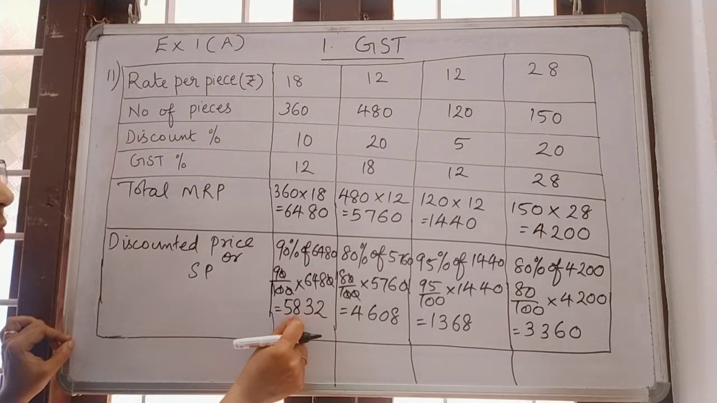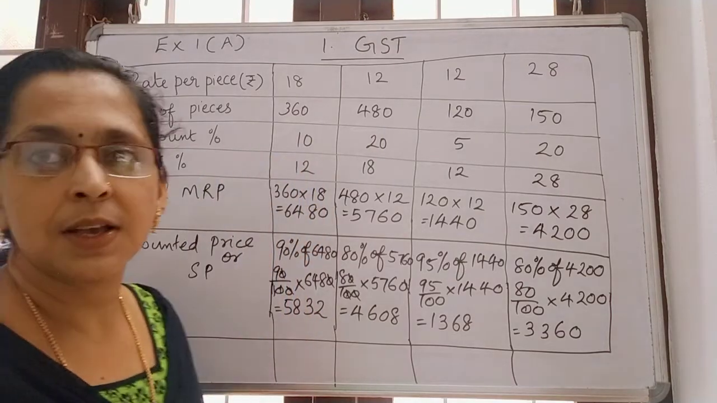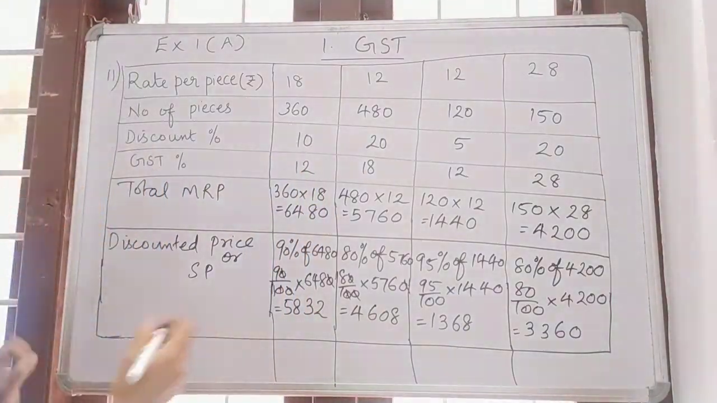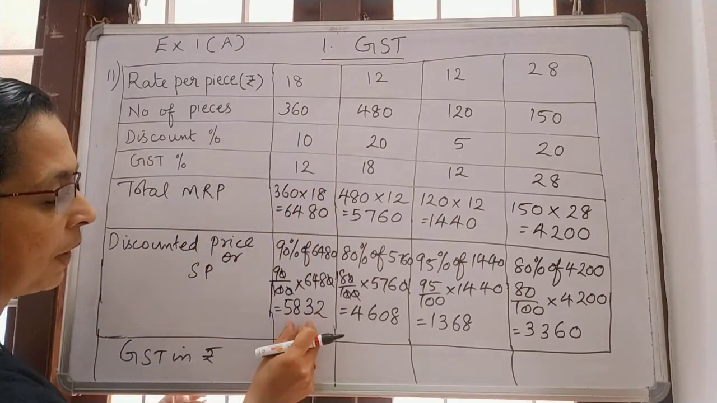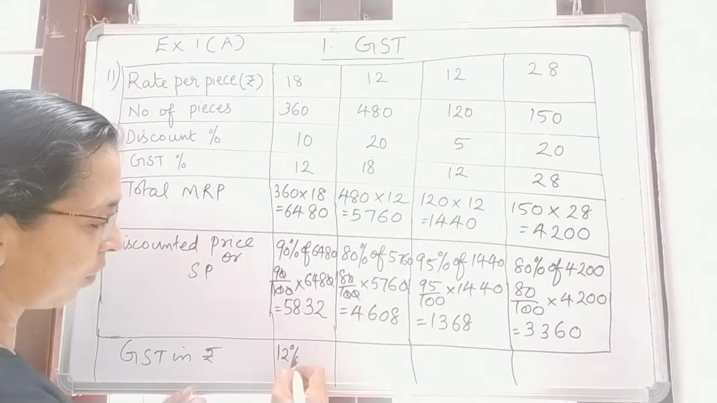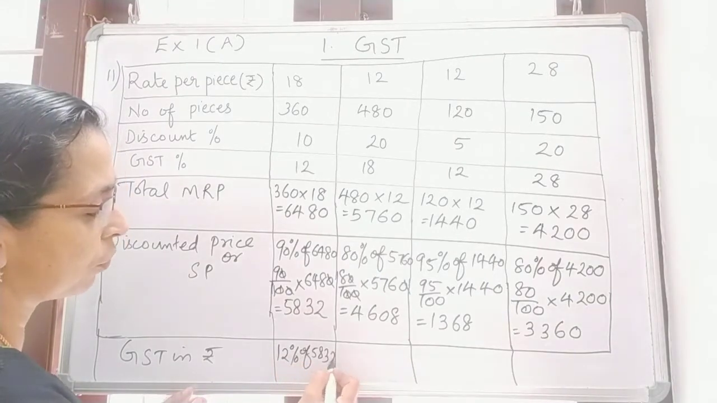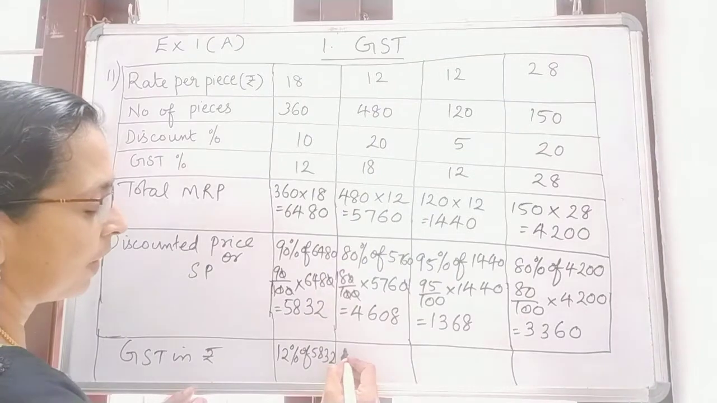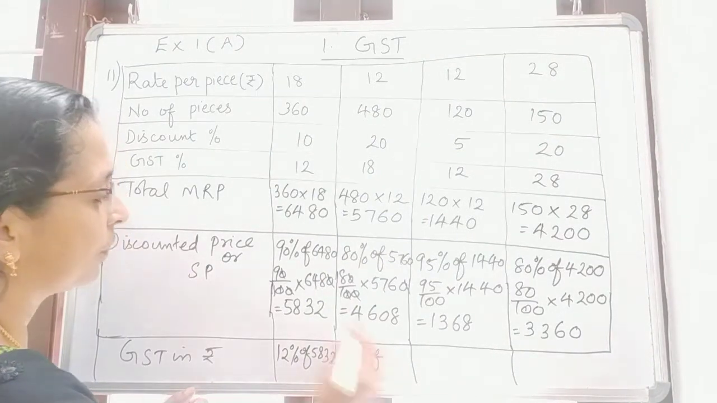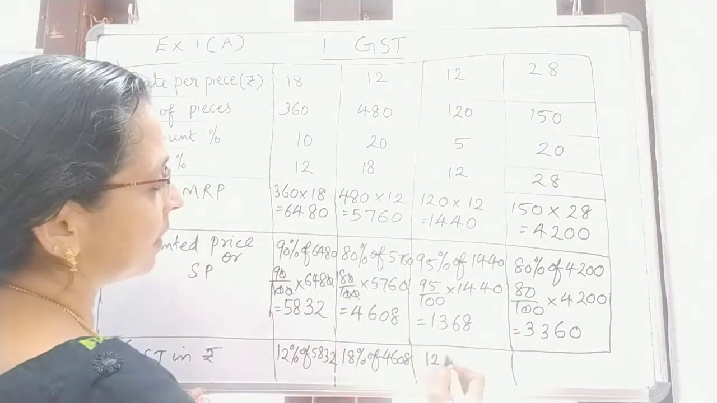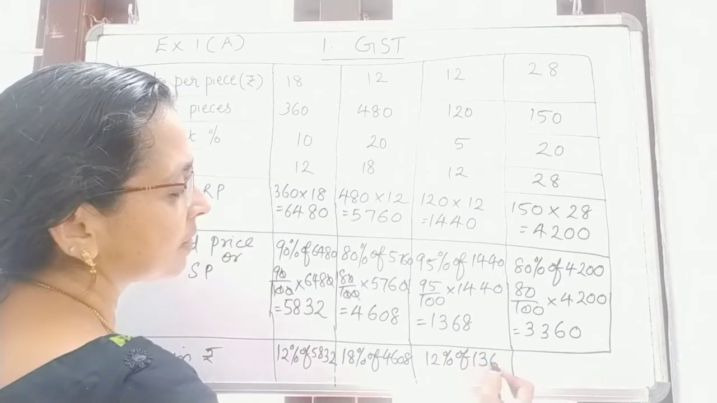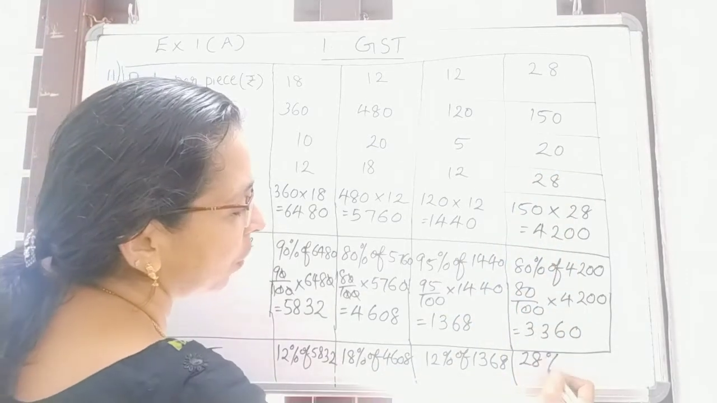For 5832, we have to pay 12% GST. So how can we calculate the GST in rupees? The next column will be GST in rupees. 12% GST for which one? 12% of 5832. Here 18%, so we write 18% of the discounted price, that is the selling price, 4608. Here 12% of 1368. Here 28% of 3360.